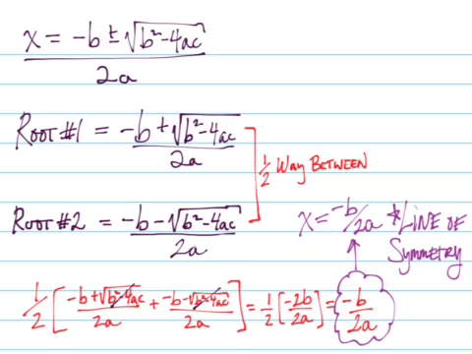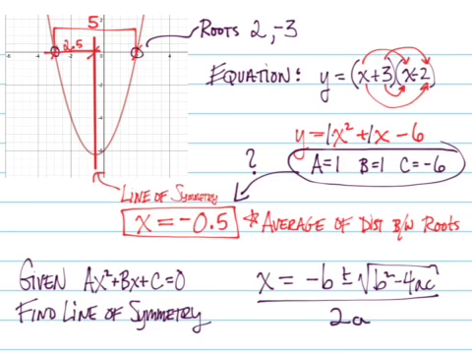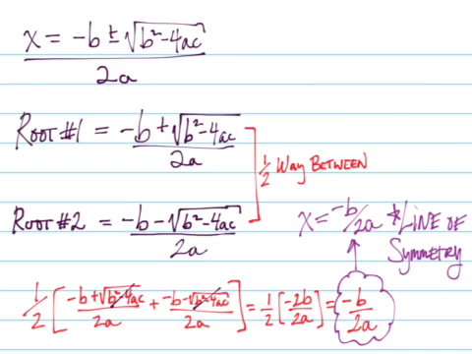Let's see if we can do this. If we look at this case, b was 1. Negative b over 2 is negative 1 half. So it's the same thing that we did before. We just did it for the general case. And now we have a very simple equation to find the line of symmetry.